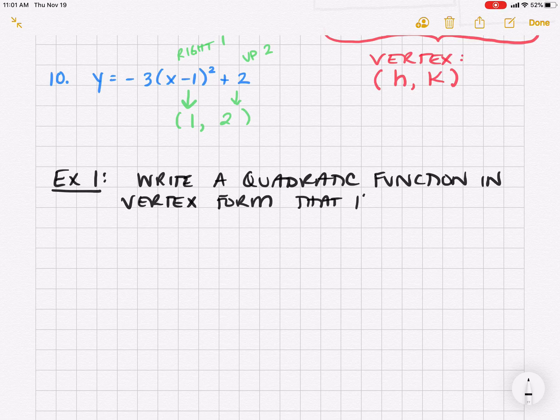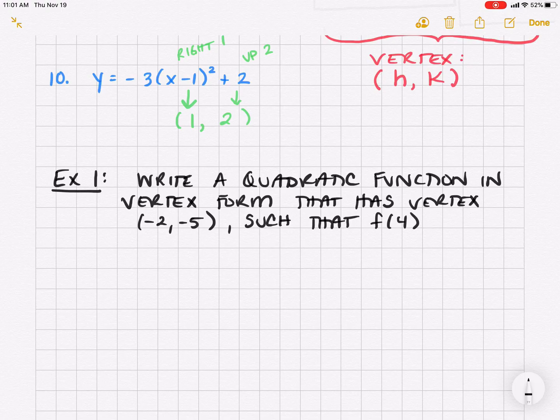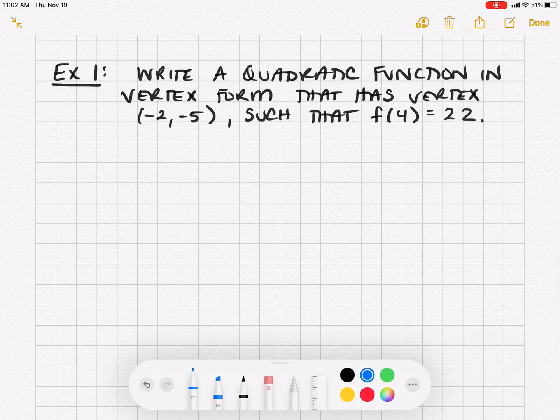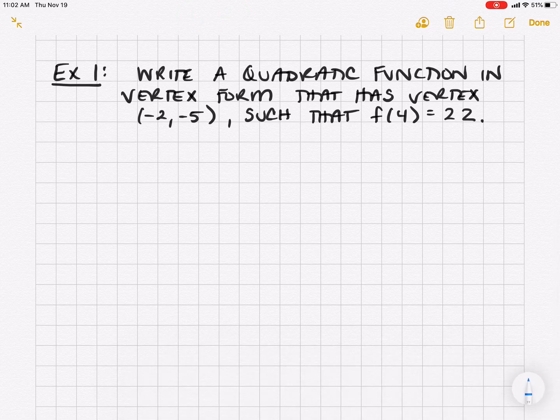Okay, that has a vertex -2, -5, such that f of 4 is equal to 22. All right. Well, they already kind of told us to write it in vertex form, but I am going to tell you down the road, they may not always say what form to write it in.